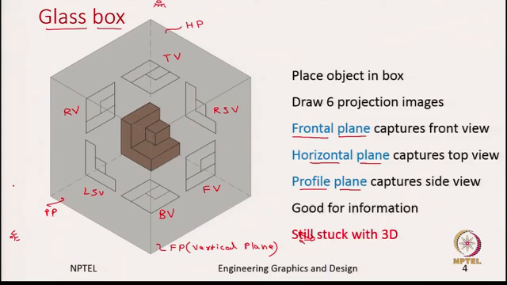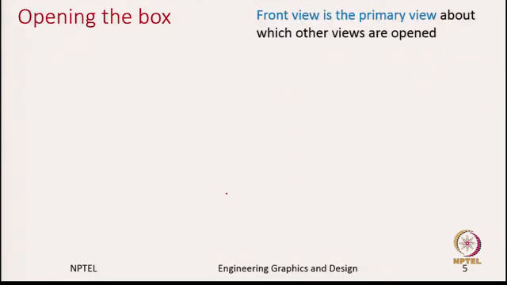So, good, we have solved this problem, but we are still stuck with 3D. All these views are 2D, but now we have 6 views which are in the 3D space. At the end of the day, when I want to do an engineering drawing, I need to draw it on a sheet of paper, which means all the 6 views should sit on a paper. Now, the question is, how do I bring all these 6 views and put them on one sheet of paper? The solution is to open the box.